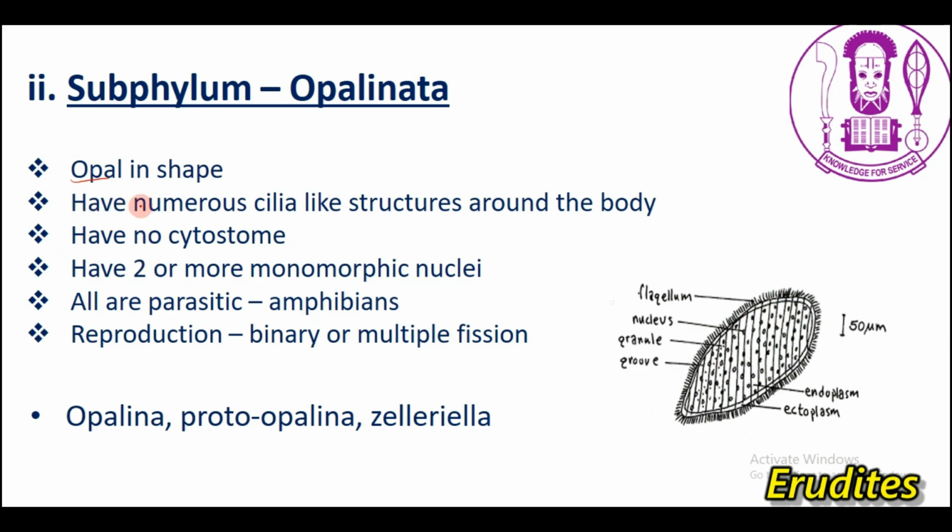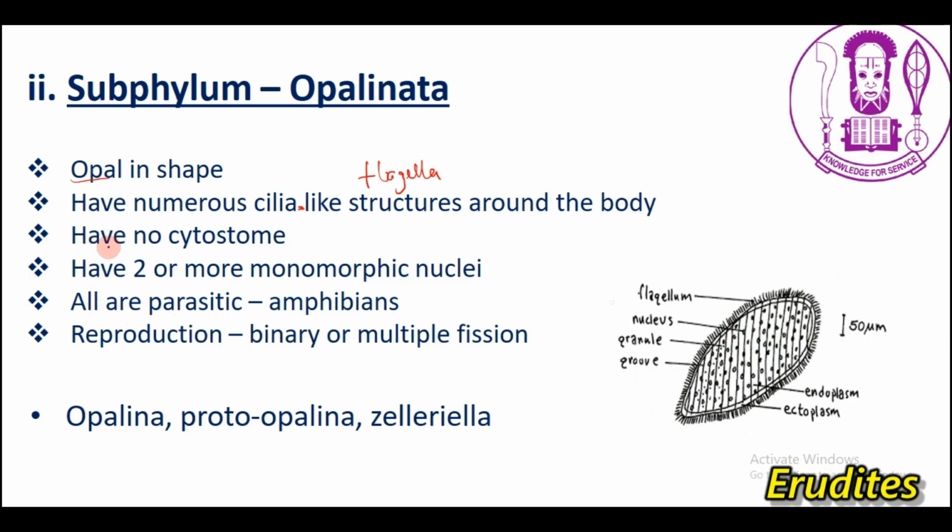Then a very unique feature of the Opalinata is that they have numerous cilia-like structures. Actually, they are cilia-like flagella. So the flagella, they are not really true flagella. They are cilia-like flagella, and they are found distributed around the body of the Opalinata. So they have numerous cilia-like structures or flagella around the body. It is very well explained here as depicted by this diagram.